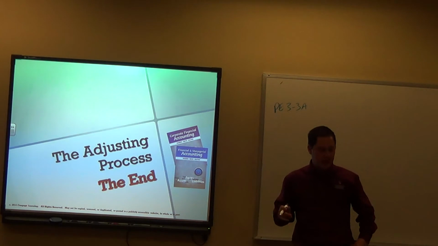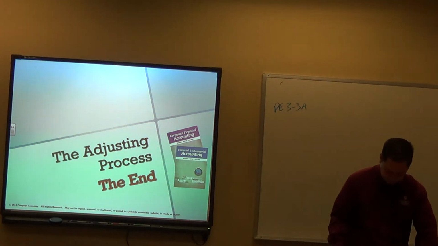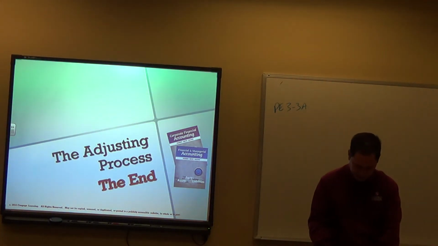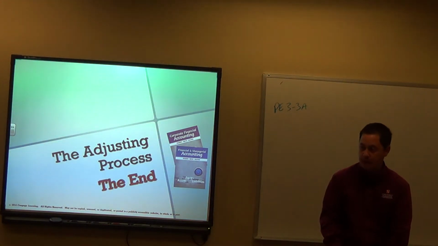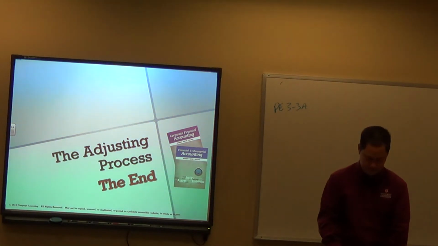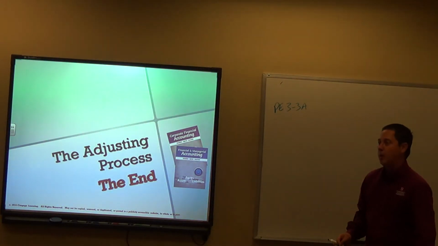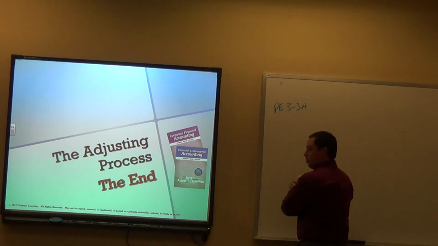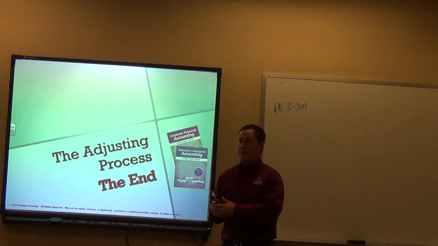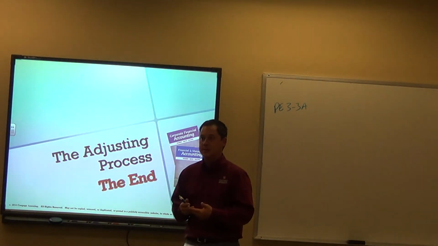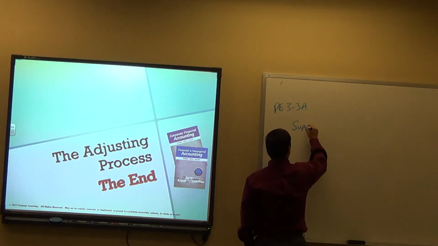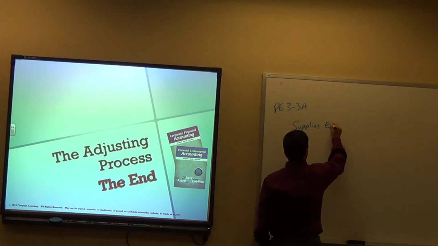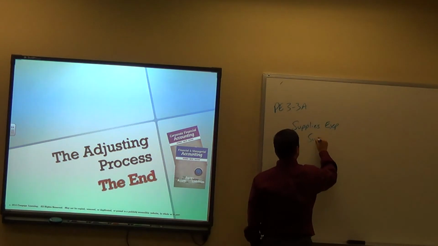Now, if you look back in the chapter, you can even look at Exhibit 9, which is on 121. You'll see what you're supposed to do with your adjusting entries there. So remember, we're going to take away from my supplies, and then I'm going to increase my supplies expense. So to do that, we have supplies expense, and then I have supplies.